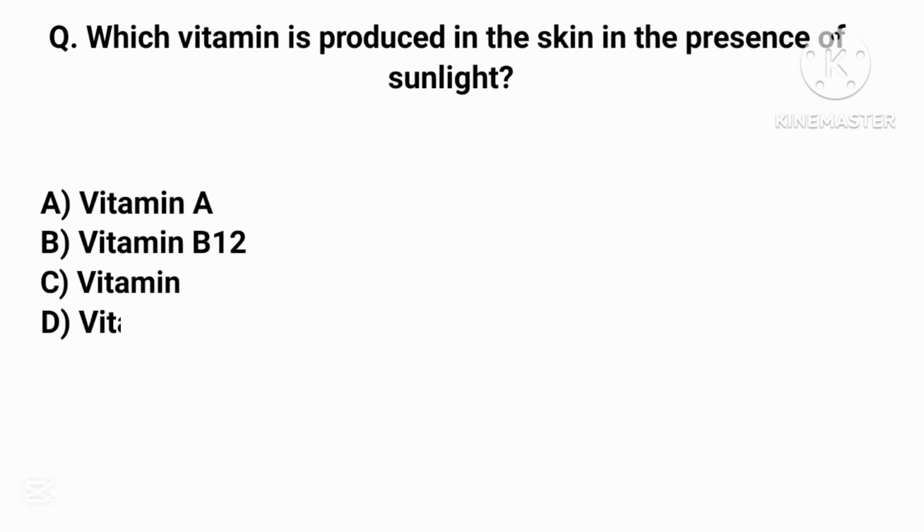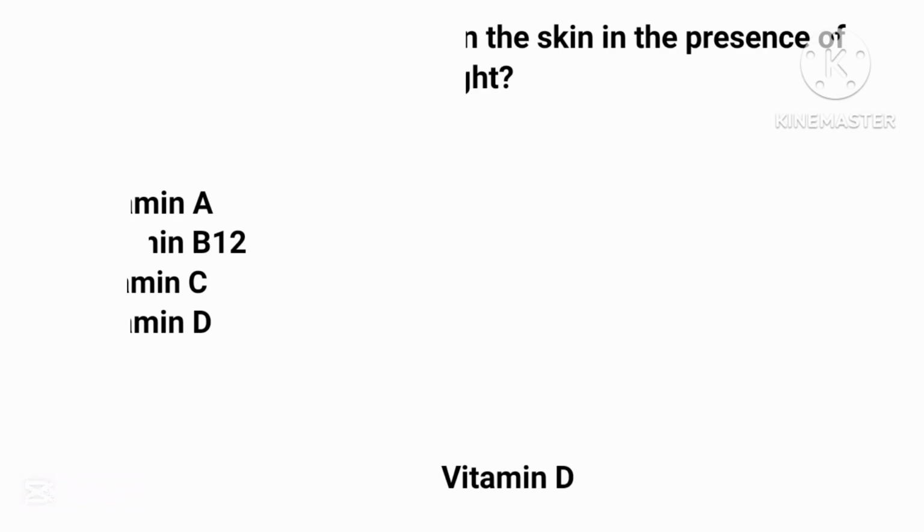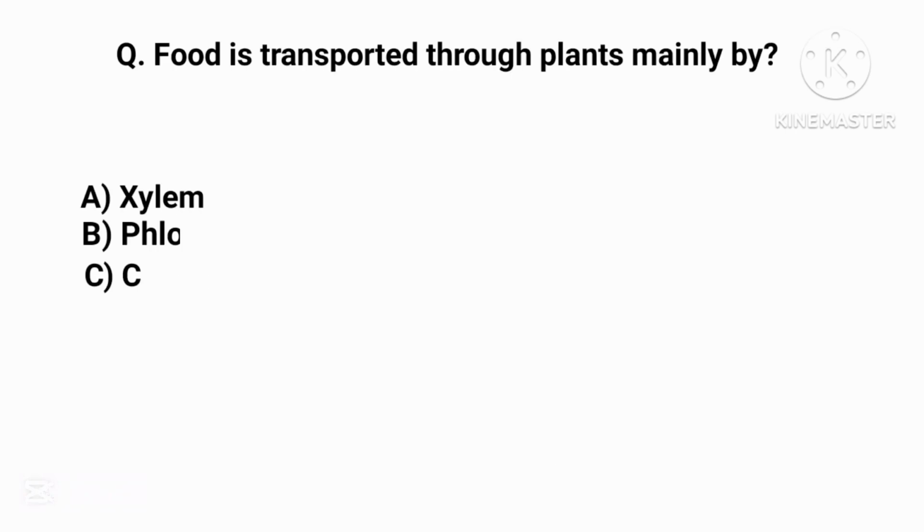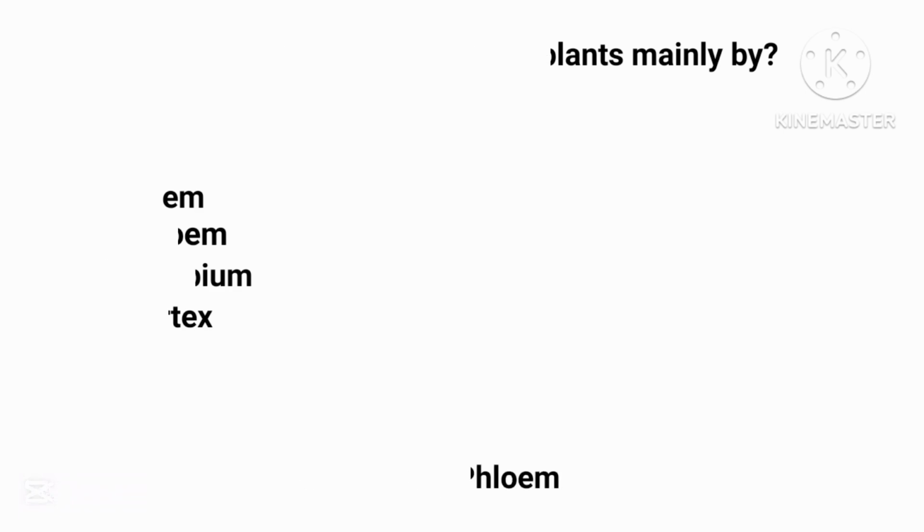Which vitamin is produced in the skin in the presence of sunlight? Correct answer is option D, vitamin D. Food is transported through plants mainly by? Correct answer is option B, phloem.